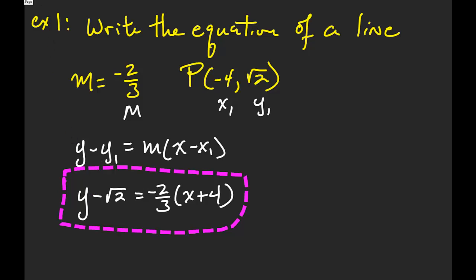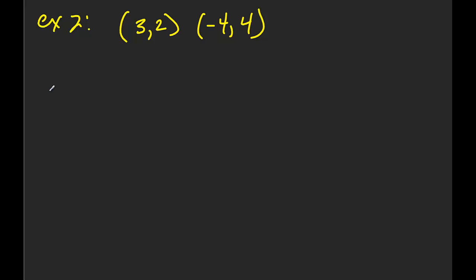So let's look at one more example. We'll call this example 2. This time I'm going to give you 2 points, like 3, 2, and -4, 4. Notice here we're not given a slope. So we're actually going to have to find it first. In a case when you have 2 points, you have to find the slope first. So that's what we're going to do.